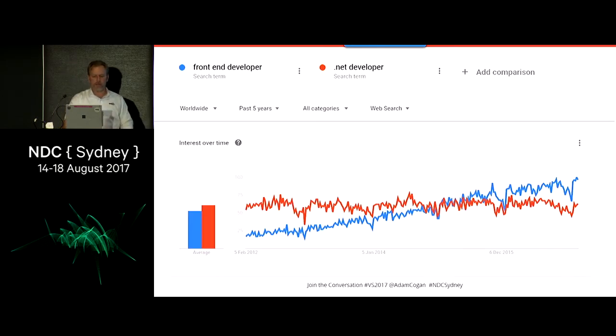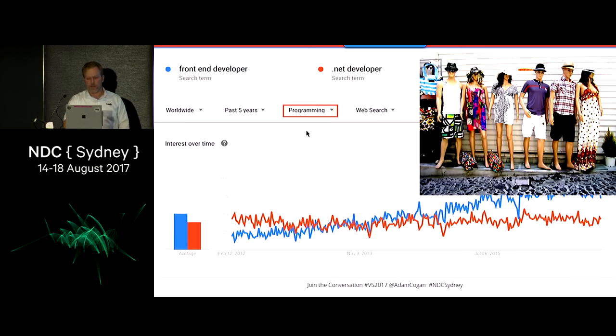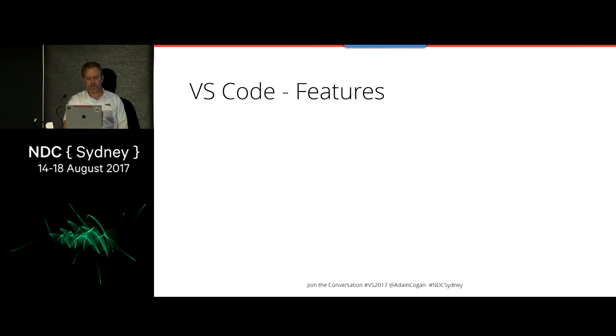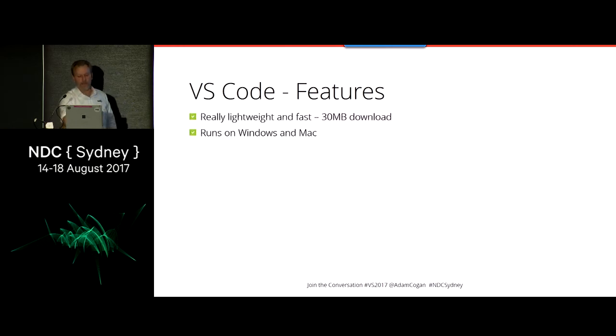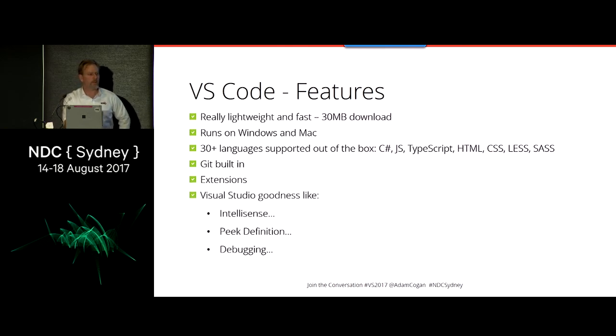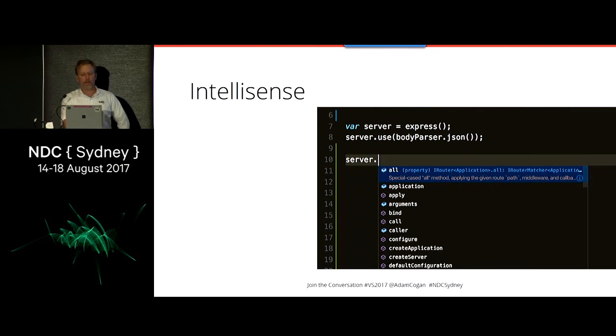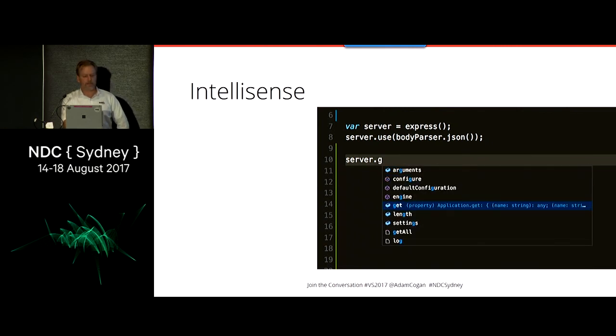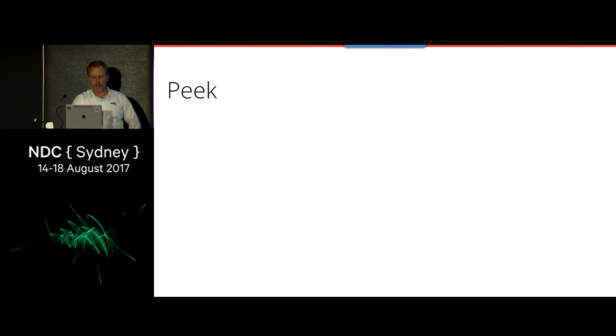So front-end developers are more popular to talk about, so VS Code is a light download. There are lots and lots of languages supported. It's got Git built in, lots and lots of cool extensions. Here's IntelliSense working beautifully. It's as good as Visual Studio.